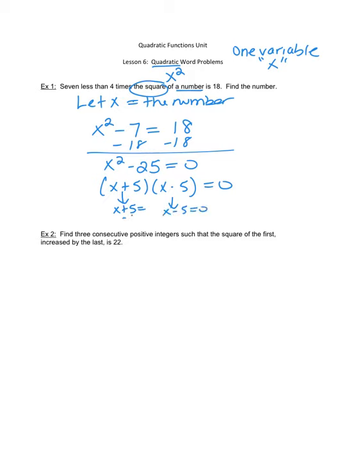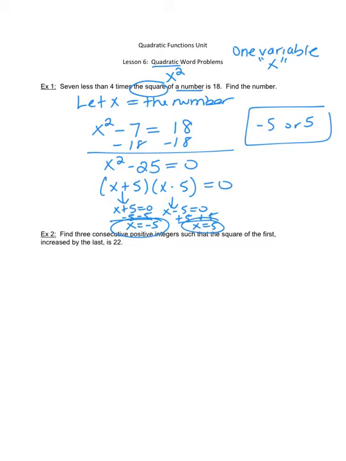In the first case, I subtract 5. I get x equal to negative 5. And in the second one, I get x equal to positive 5. So I have two possibilities for my number, for my answer. Either x is negative 5 or x could be positive 5. I'm going to end up with two final answers for this one.